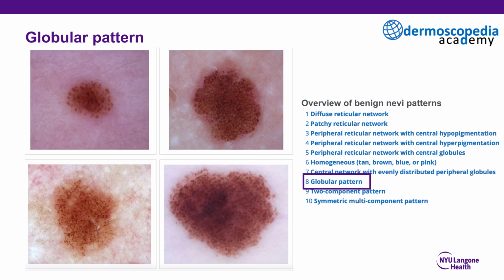The globular pattern is another key feature to know when recognizing normal nevi. With the globular pattern, you'll see these brown, circular structures evenly spaced throughout the lesion. Globular nevi are typically seen in children.